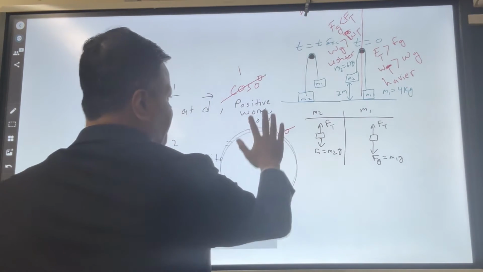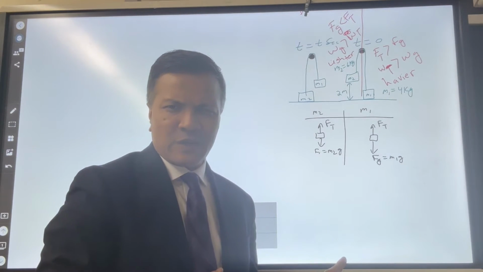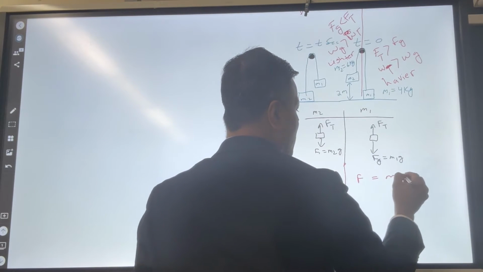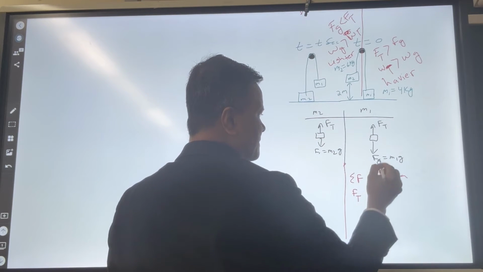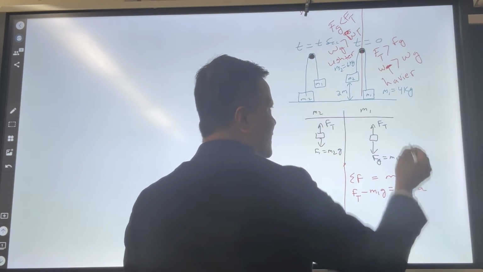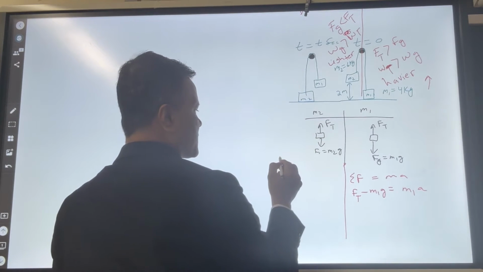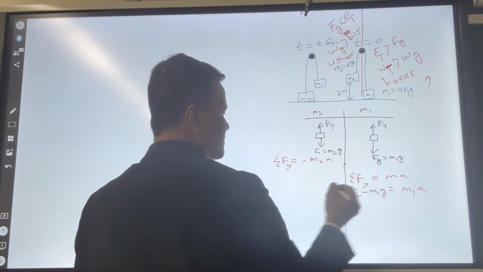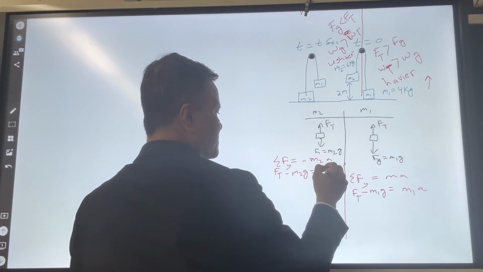All right, so let's start our conversation with Newton's second law, F equals ma. If you write F equals ma, what do we see? We see Ft minus m1g is equal to m1a. The acceleration is positive, so I'm not going to change the sign. This one is F equal to negative m2a, y direction. Ft minus m2g is equal to minus m2a.